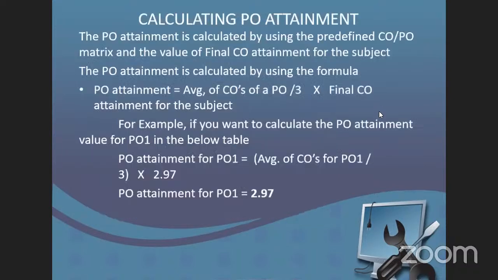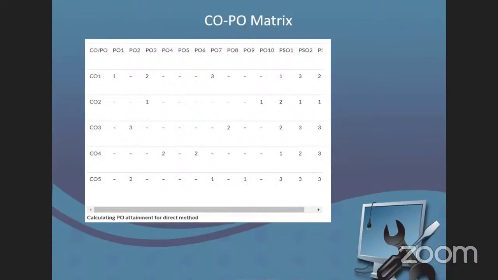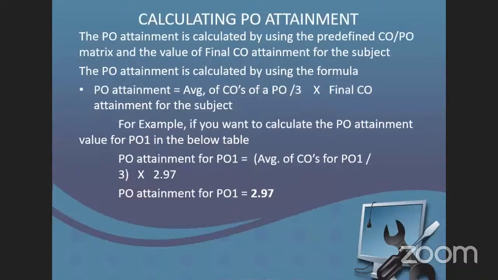After defining this table, you cannot just give 0, dash, 1, 2, 3 randomly. You should analyze all the program outcomes and all your COs, say CO1 to CO5, and map correctly. This is the base for your PO attainment. So first is CO-PO mapping. Second is how to calculate the PO attainment. PO attainment equals the average of COs for your PO.